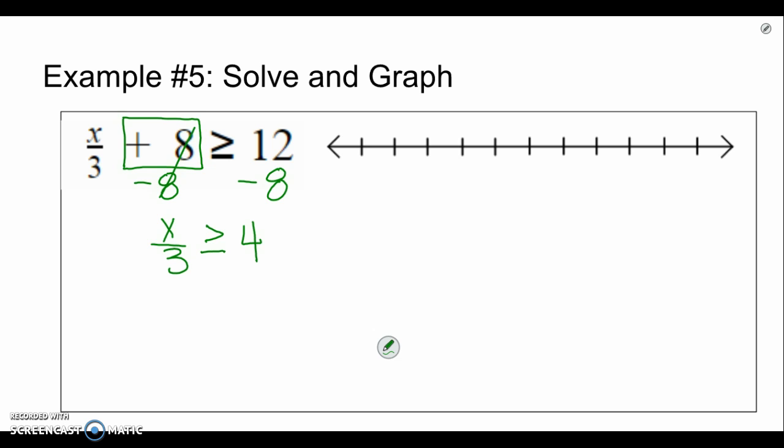Here we have division. The opposite of dividing by 3 is to multiply by 3. So we're going to multiply both sides of our inequality by 3, and x is greater than or equal to 12. So now we're going to graph that solution on our number line.